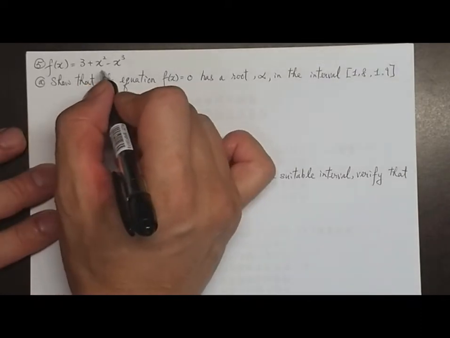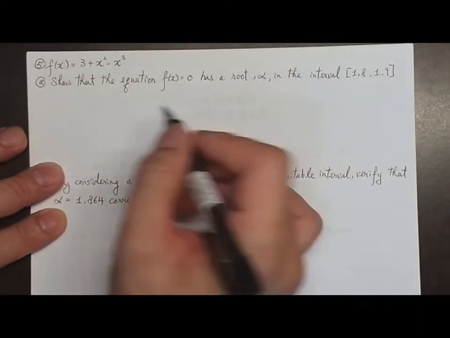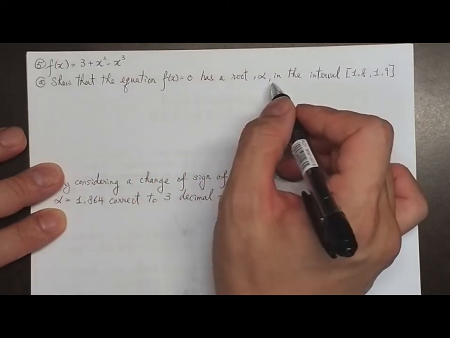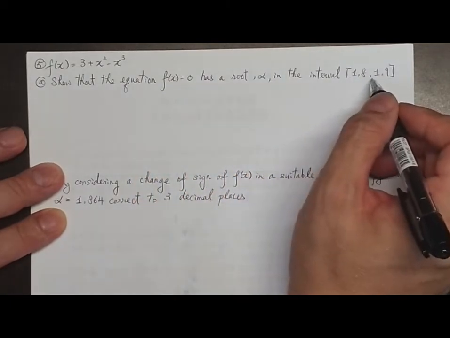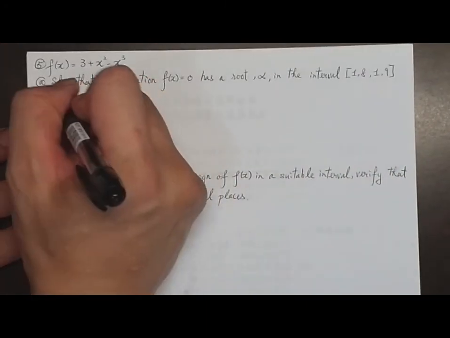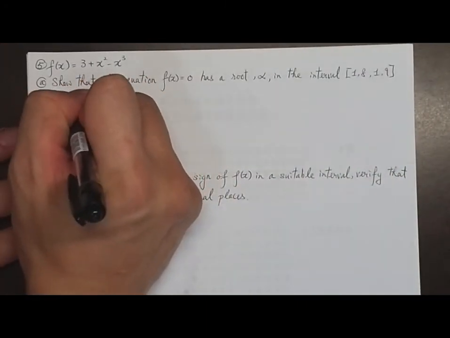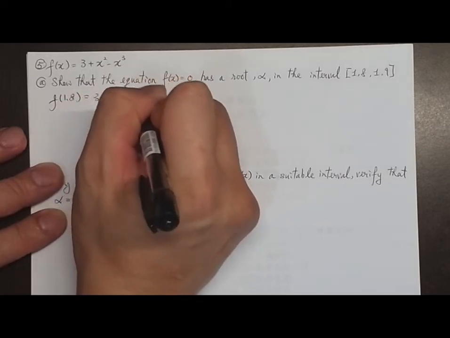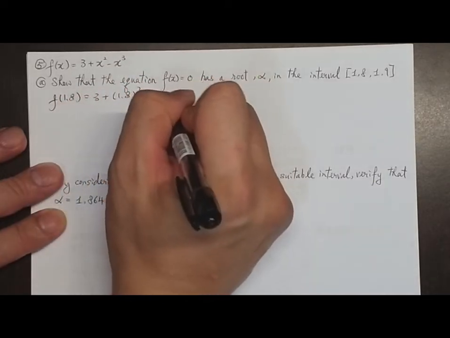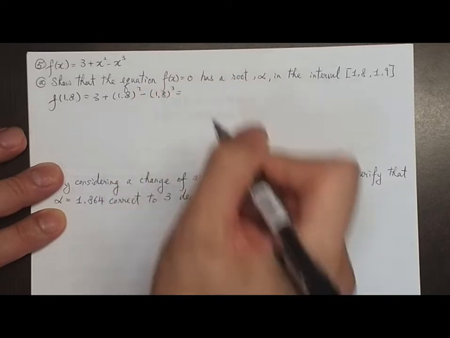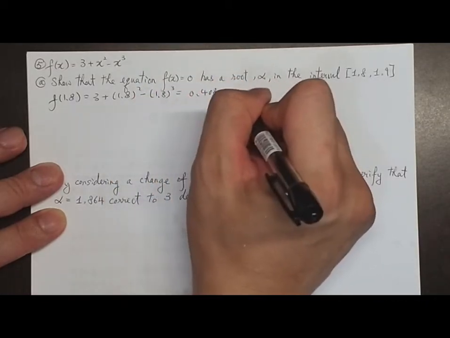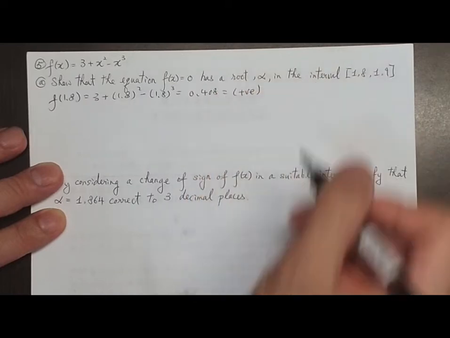f(x) = 3 + x² − x³. Show that the equation f(x) = 0 has a root alpha in the interval 1.8 to 1.9. So we substitute f(1.8): 3 + 1.8² − 1.8³, and we get 0.408.